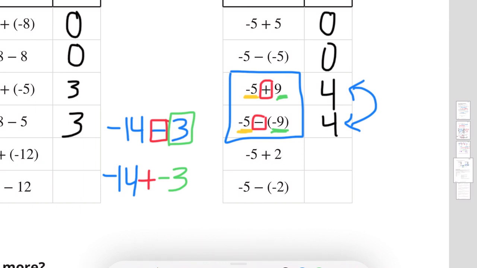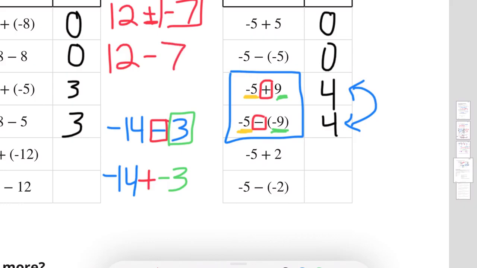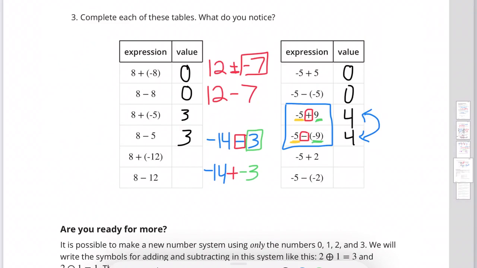Same thing if I had 12 plus negative 7. If I wanted to change that to subtraction, so my first number stays the same, 12, change my operation to subtraction, and then use the opposite of the second number. So the opposite of negative 7 is positive 7. And those would both give you the same value.